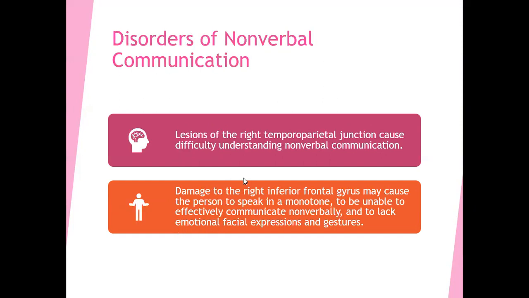So lesions of the right temporoparietal junction cause difficulty understanding nonverbal communication. So that's the person, they can't pick up on your nonverbal communication. Damage to the right inferior frontal gyrus can cause a person to speak in a monotone, be unable to effectively communicate nonverbally, and to lack emotional facial expressions and gestures. So it's very interesting. But it's always fun to work with a variety of people and see these different things.